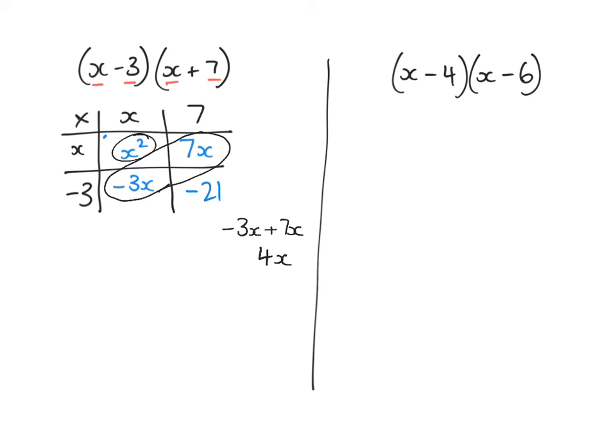I've got this x squared. I've got this 4x because that's the middle 2 combined. And I've got -21. That is your answer. Okay. You've got one more example to do. Pause the video and try it now. See how far you can get.